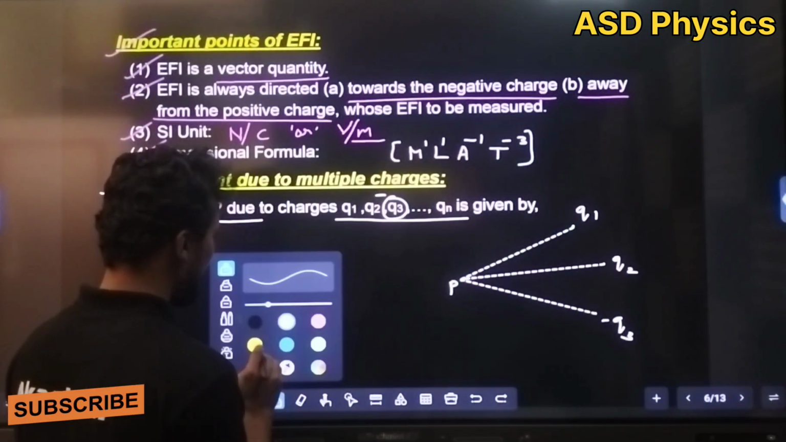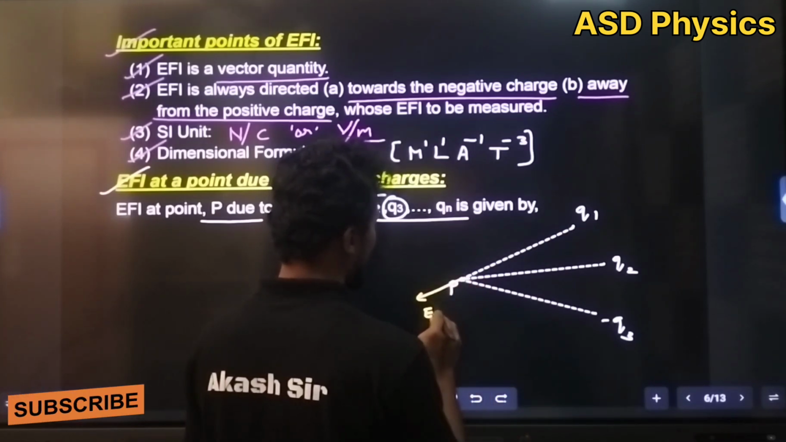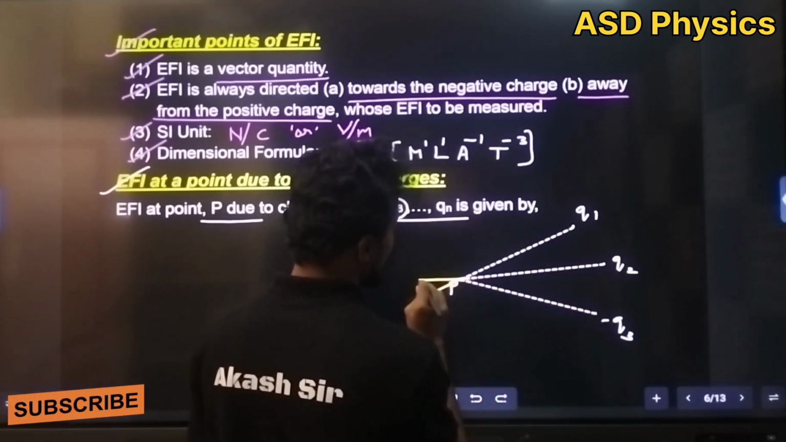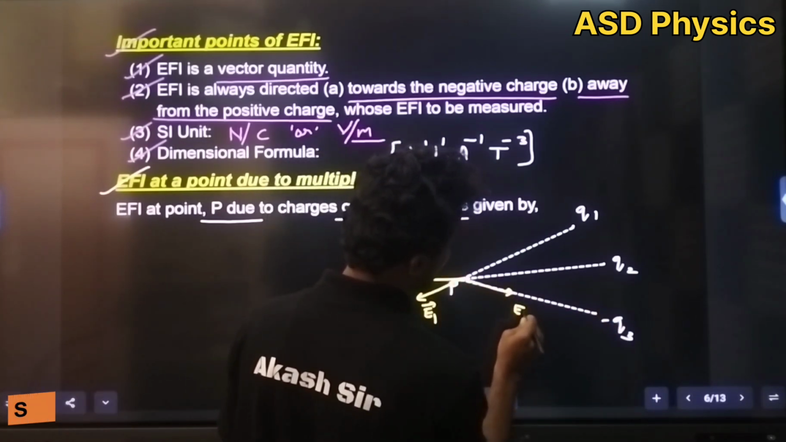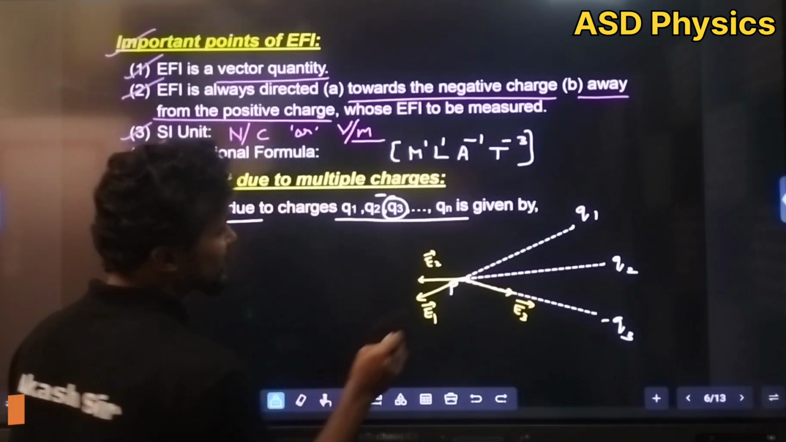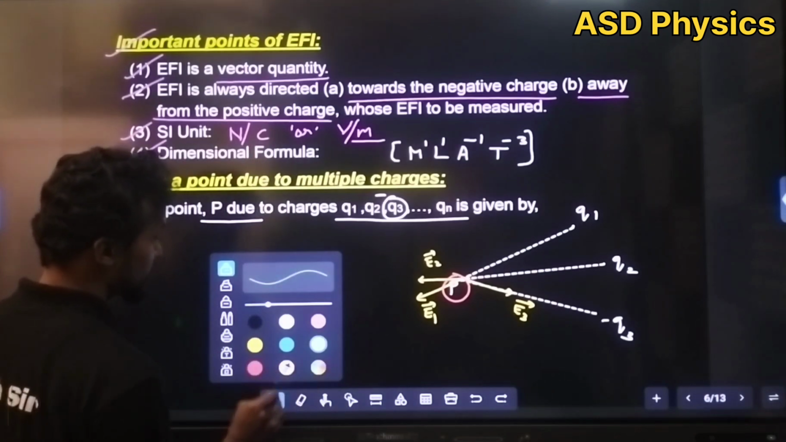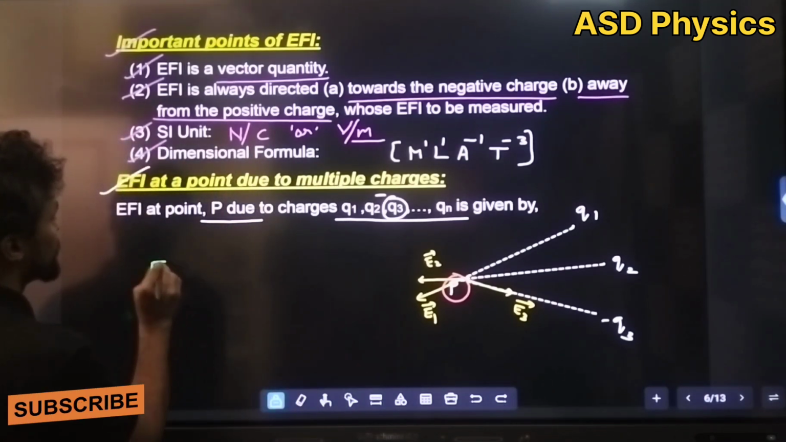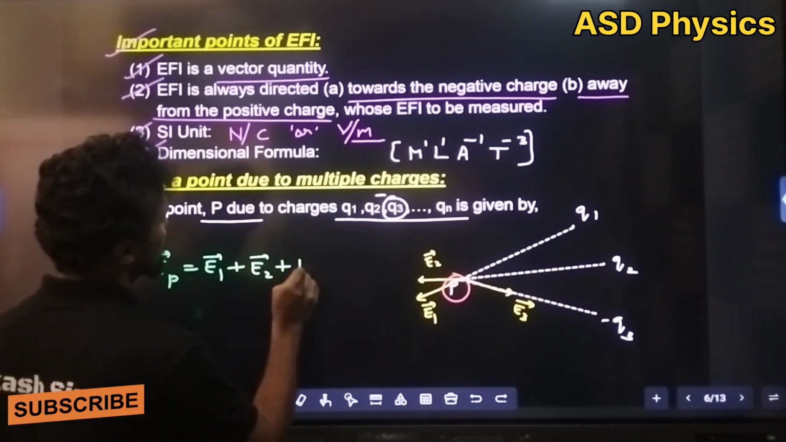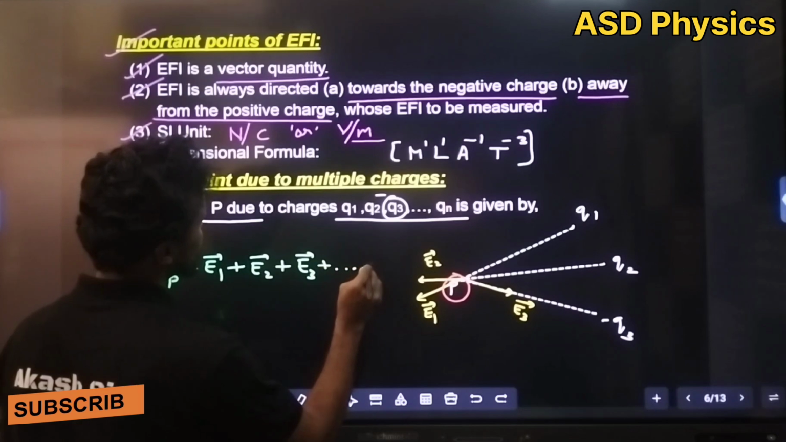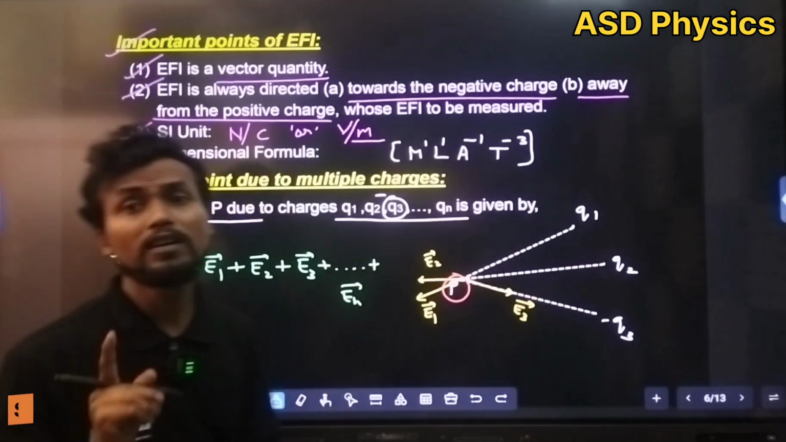So students, if I draw the directions here, see please. Due to positive charge Q1, positive charge means electric field away. Due to this Q2 also electric field away. And due to this minus Q3, the electric field lines are towards it. Now the resultant electric field at this point P is given by EP equal to E1 plus E2 plus E3, and if the number of charges is n, then plus En. But everything should be added in vector form.